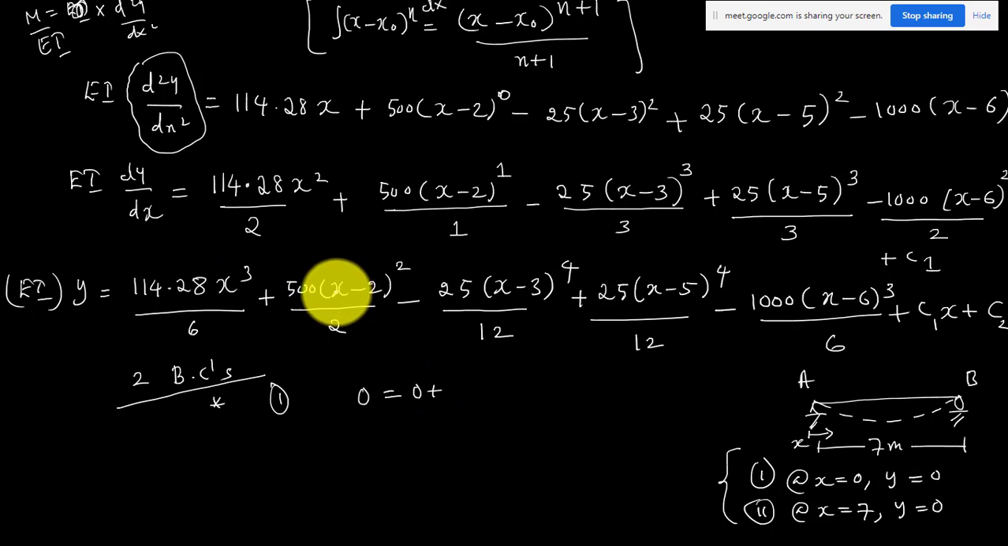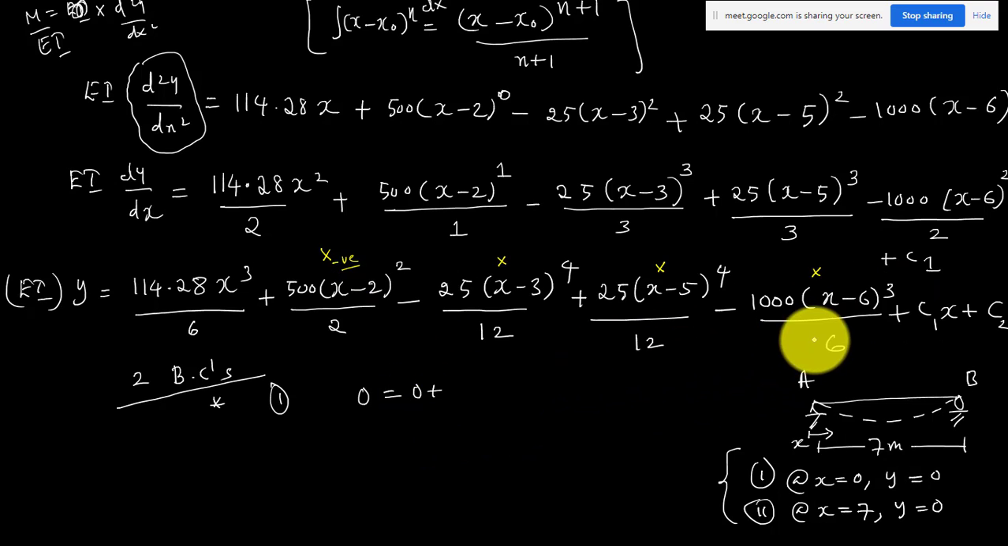But when you come to the next term, what will happen? This term will become 500 into x minus 2, that is 500 into 0 minus 2. This term is becoming a negative quantity, so it should not be considered. Again, this will also become negative, so don't consider this term. This will become x minus 5, 0 minus 5. Like this, all the terms are getting negative, so we do not need to consider any of these terms for this equation.